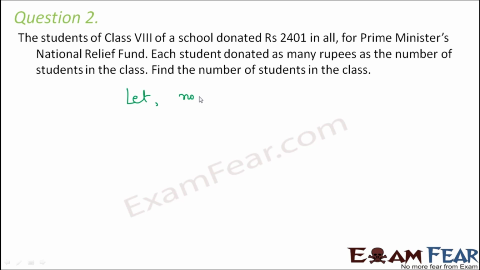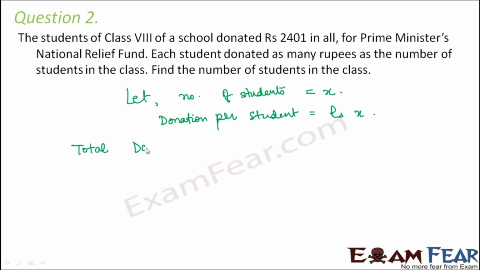So let us assume that the total number of students in the class is equal to X. So if the total number of students is X, then the donation per student is how much? So the donation per student is also equal to X. So that is also rupees X. So what would be the total donation? So the total donation that gets collected will be equal to rupees X into X, which is each student's donation multiplied by the number of students who donated. But according to the question, the total donation is rupees 2401. So basically X into X is equal to 2401. So X into X would be X square is equal to 2401.